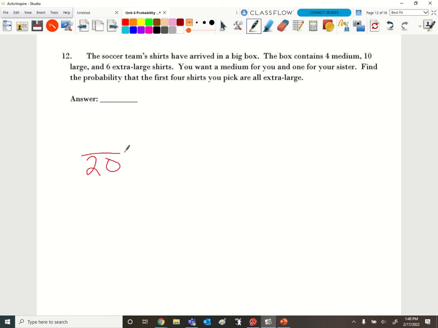The first one that I'm going to get is a what? Extra large. How many extra larges are there? 6. There's 6 extra larges. Now, I'm taking my extra large. My extra large. I'm taking that. It is now over there. So how many extra larges are now in the box? And how many total shirts are now in the box? 19. There we go.